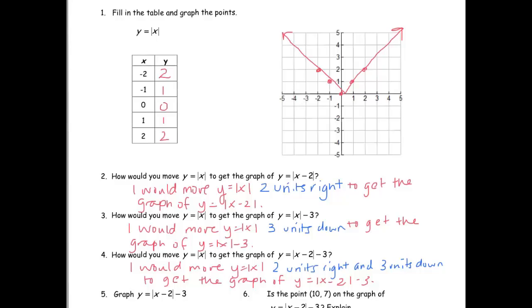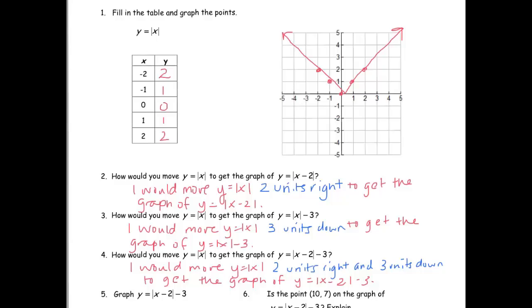To fill in the table, I took the absolute value of all of the x values. So if they were negative, I made them positive, and if they were positive, they stayed positive. I then took those points, graphed them on the grid to the right, and made this nice V-shaped graph.